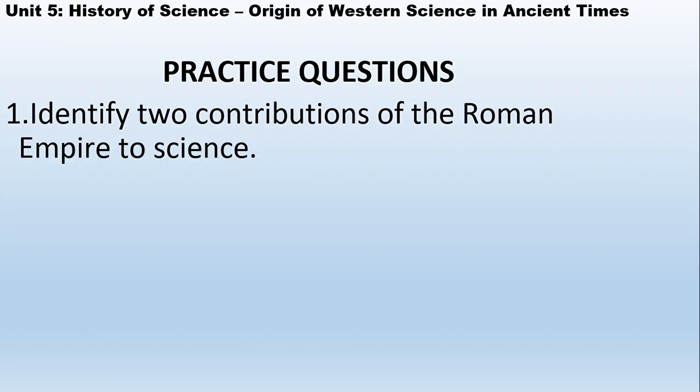So that is it for Unit 5 of GST105. Let's go to practice questions, where you'll be able to ask your own questions while I have my own question to ask. This is the question here: identify two contributions of the Roman Empire to science. Roman is still the same as Roman. Don't mind the empire that was added to it. Two contributions.